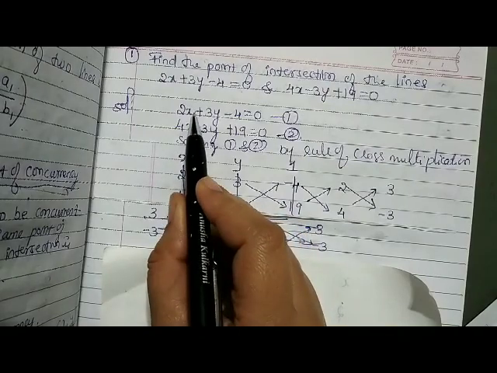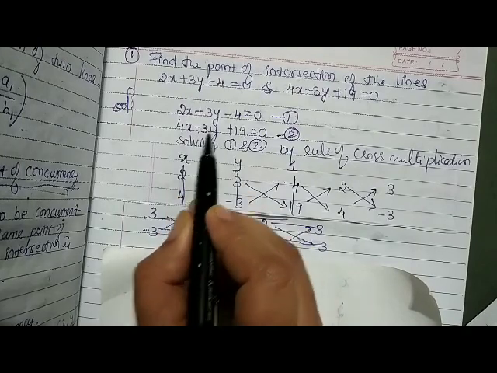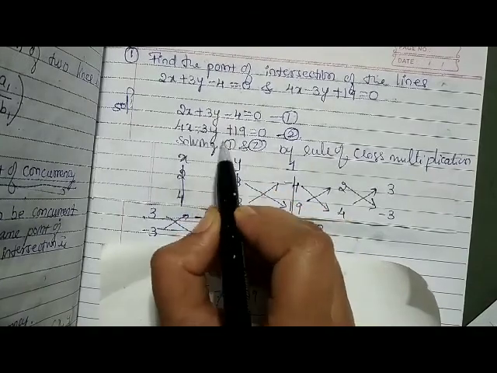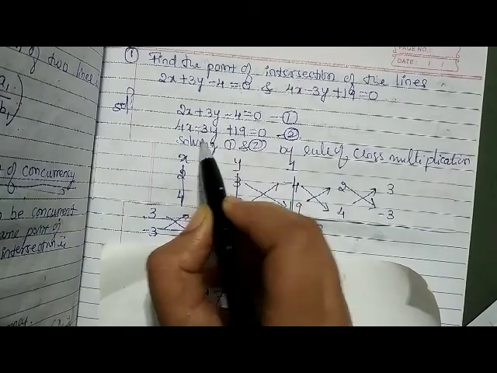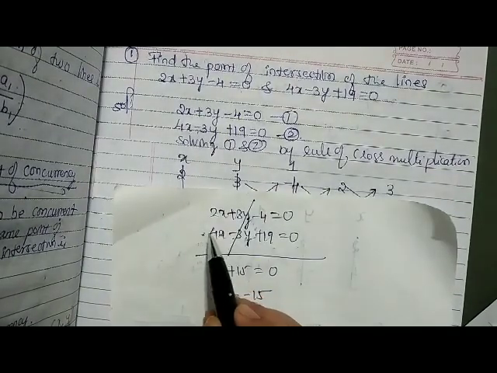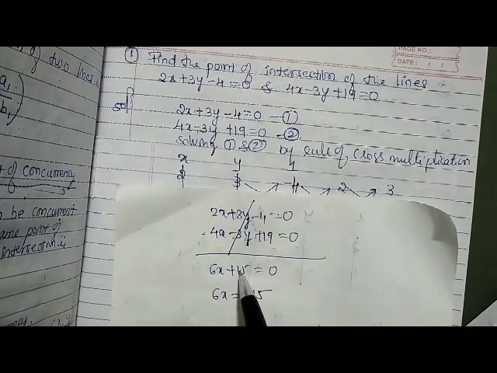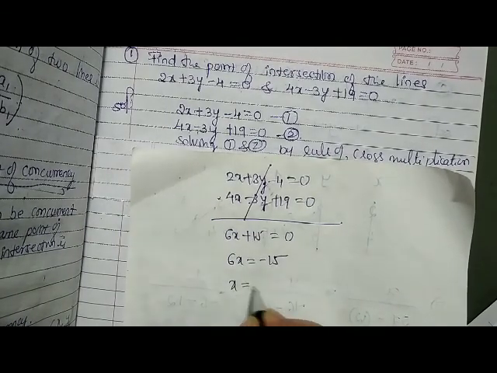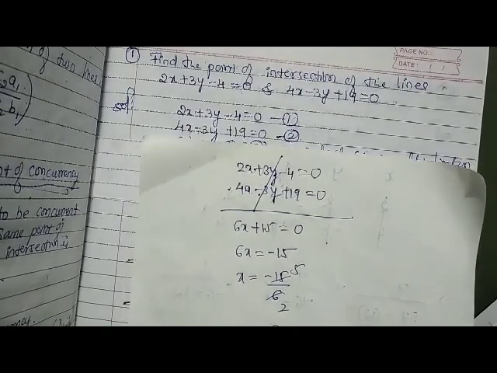Similarly, we can solve these equations by elimination method, that is 2x plus 3y minus 4 is equal to 0 and 4x minus 3y plus 19 is equal to 0. In these equations, we have plus 3y minus 3y, so they will get cancelled. Then we have 2x plus 4x, which is equal to 6x, minus 4 plus 19 is plus 15, which is equal to 0. 6x is equal to minus 15, therefore x is equal to minus 15 by 6. 3 twos are 6, 3 fives are 15, therefore x is equal to minus 5 by 2.